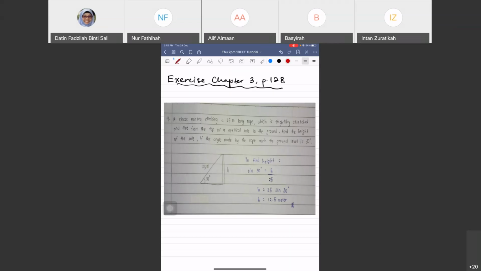Basically, what you have is this is the pole. This is actually a string. You have a monkey climbing up like this, climbing a 25-meter long rope. Then the height of the pole: find the height. This is what the question wants. Find the height of the pole. This is labeled by H here. And then the angle.